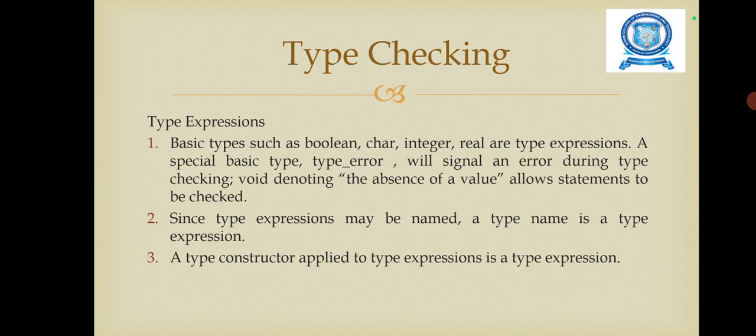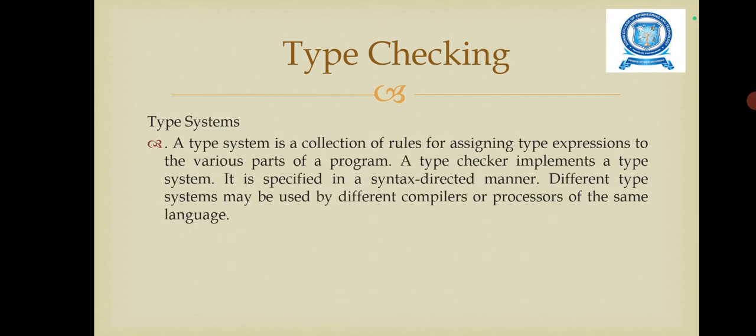Basic types such as boolean, character, integer, real are type expressions. A special basic type, type_error, will signal an error during type checking, while void, denoting the absence of a value, allows statements to be checked. Since type expressions may be named, a type name is a type expression, and a type constructor applied to type expressions is a type expression. Then next we are going to see the type system.